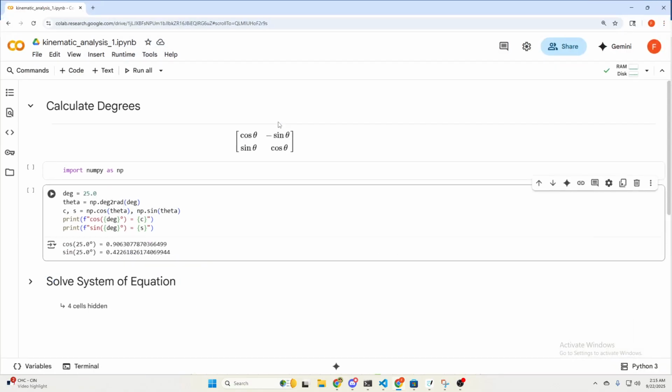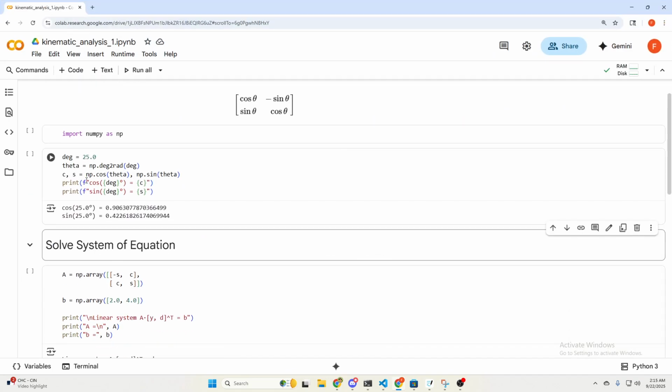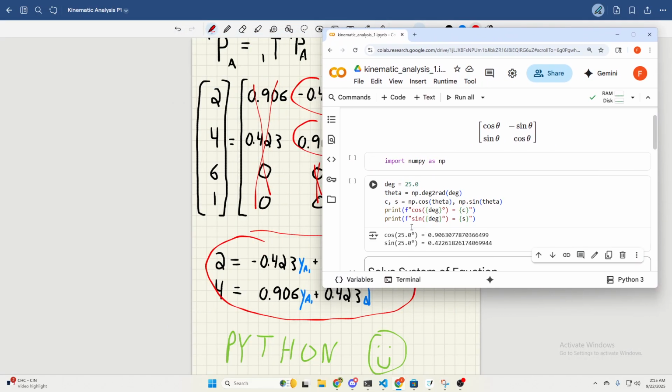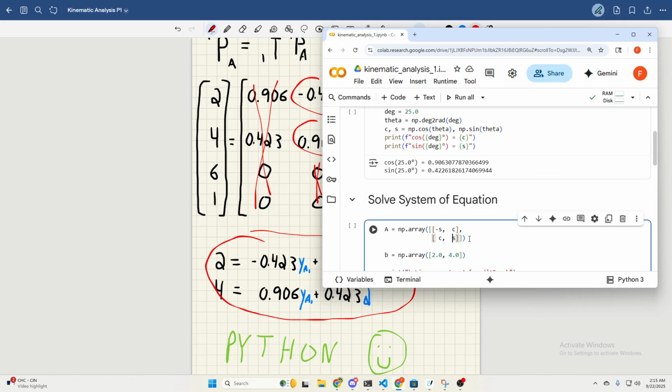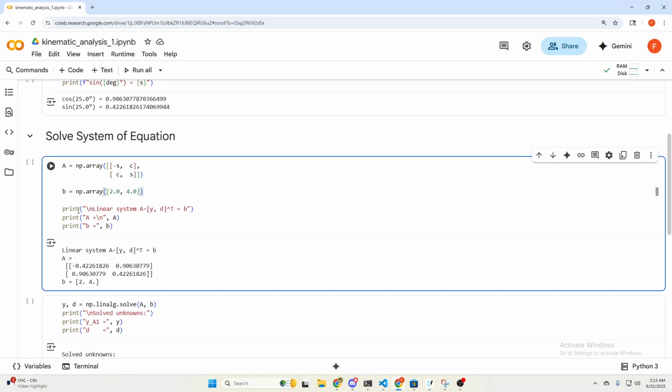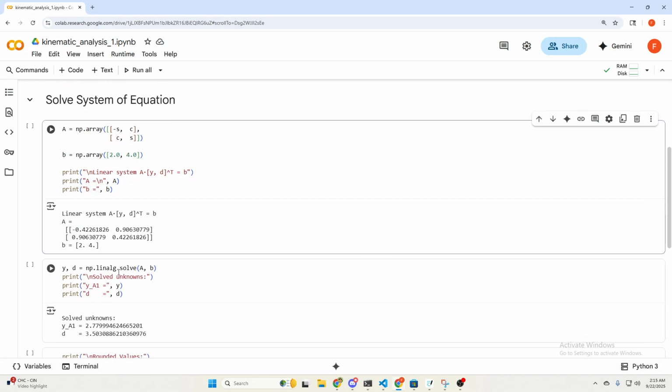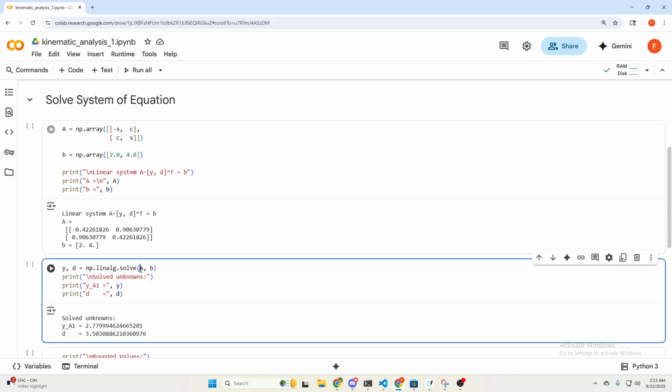So how do we do this in Python? We already know what the cosine and sine are since we calculated them before. Just like our previous equation, we could put here negative sine and then cosine, and cosine and sine. And this is our A array. It doesn't matter what you call it, but I'm just calling it A for the right side, and the left side is just 2 and 4, as you can see here. Once we have that, we'll just solve this linear system. This is just an example of what it looks like, and we just use our NumPy linear algebra solve to solve A and B, and we're going to be returning Y and D.